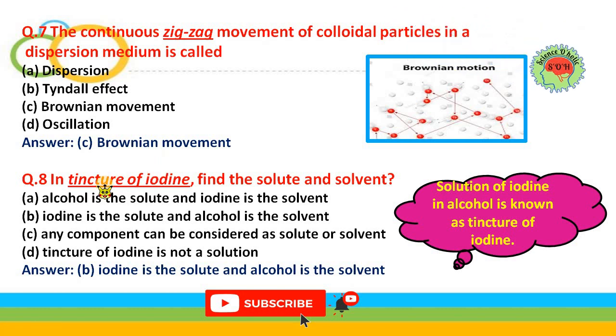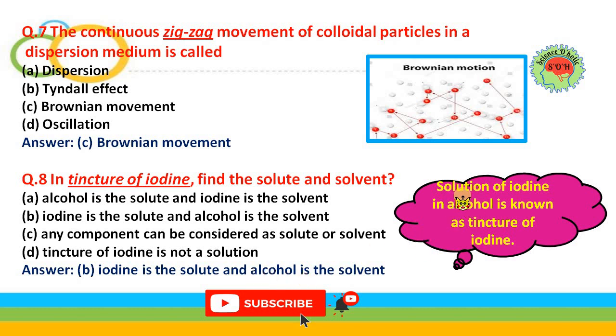Question number 8. In tincture of iodine, find the solute and solvent. Now you need to understand what tincture of iodine means. So there are 4 options. A. Alcohol is the solute and iodine is the solvent. B. Iodine is the solute and alcohol is the solvent. C. Any component can be considered as solute or solvent. D. Tincture of iodine is not a solution. So the correct answer is B, that is iodine is the solute and alcohol is the solvent.